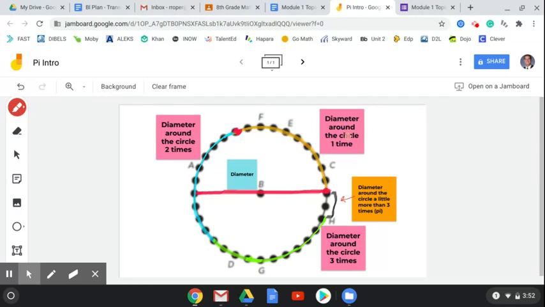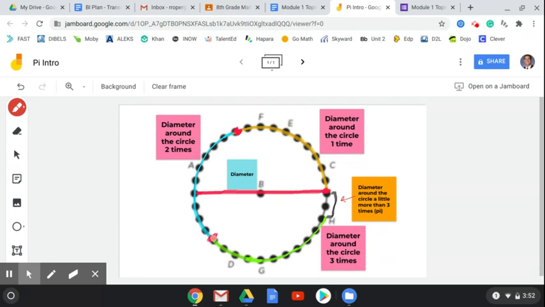So I put the diameter around the circle one time. Okay. Now let's say I do it again. This blue highlight from here to here, the diameter goes around the circle two times. So it's gone around once, and then it's gone around twice. Okay, then I do it again.